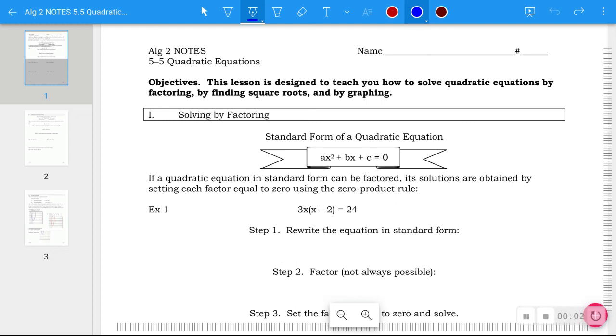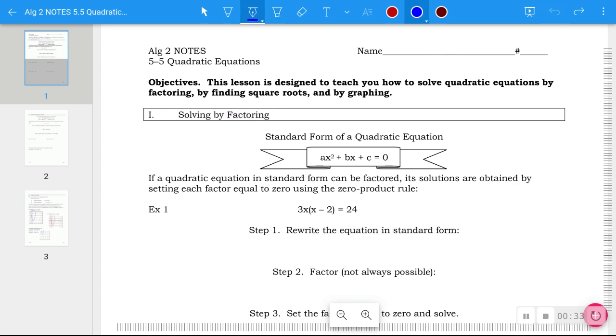Okay, welcome to the first installment video for the notes in Algebra 2, Section 5.5. In this section, we're going to learn how to solve quadratic equations. There are three main techniques taught in this section. The first technique is called solving by factoring. As the name implies, we're going to be factoring a quadratic expression.